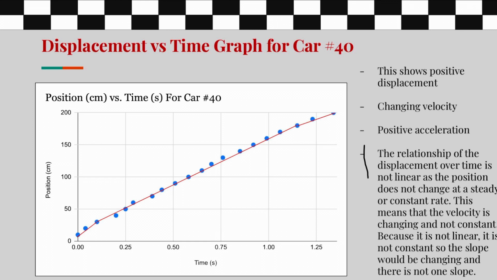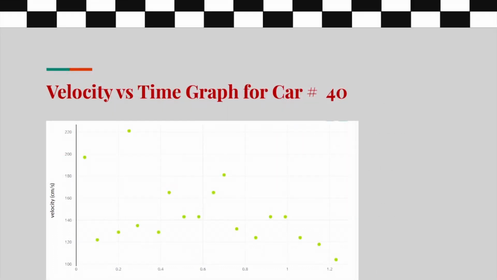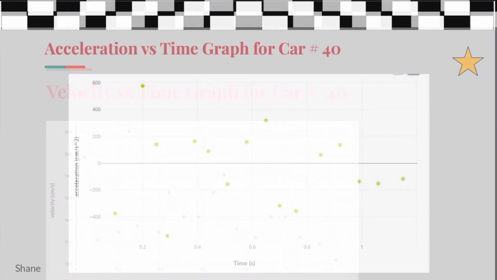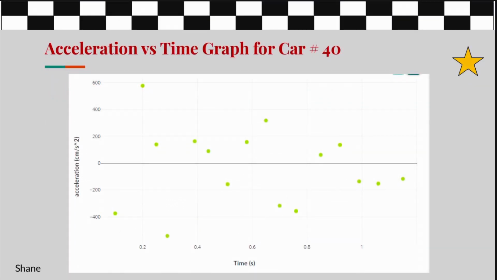The graph for car 40 is not linear, as the position does not change at a steady or constant rate. This means that the velocity is changing and not constant, as seen in the velocity versus time graph for car 40. Because the velocity is so random, this shows that the acceleration is not constant.